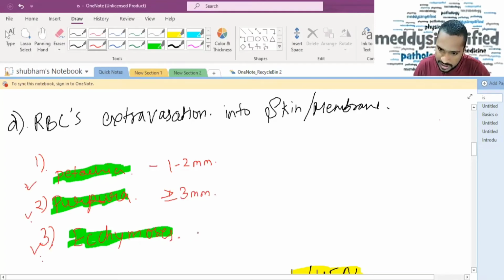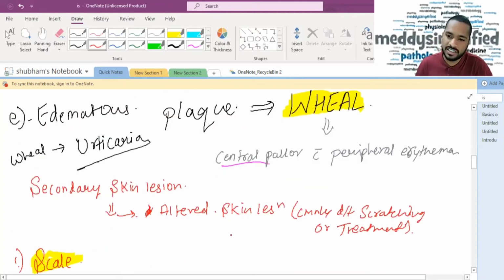And at the last, if it is 1 to 2 centimeter in size, it is called as ecchymosis. All right. Now going further, next is the edematous plaque. Edematous plaque, which is known as wheal.